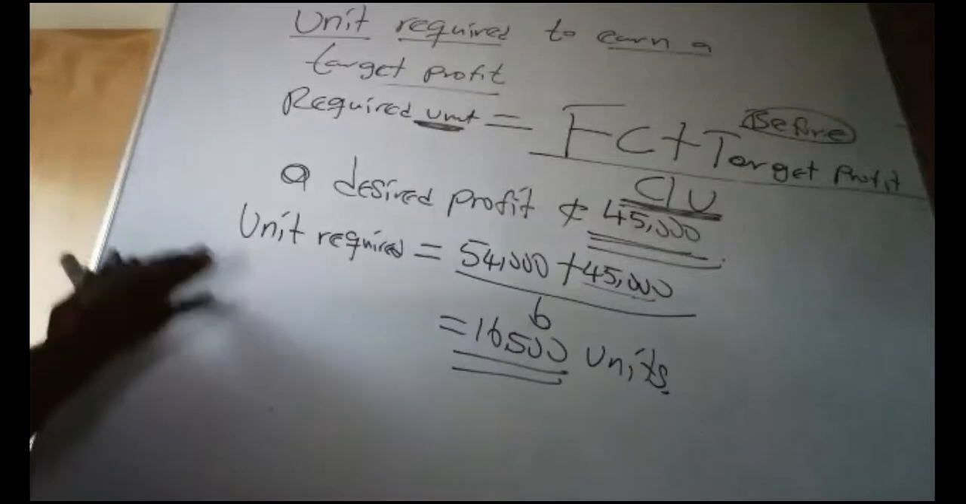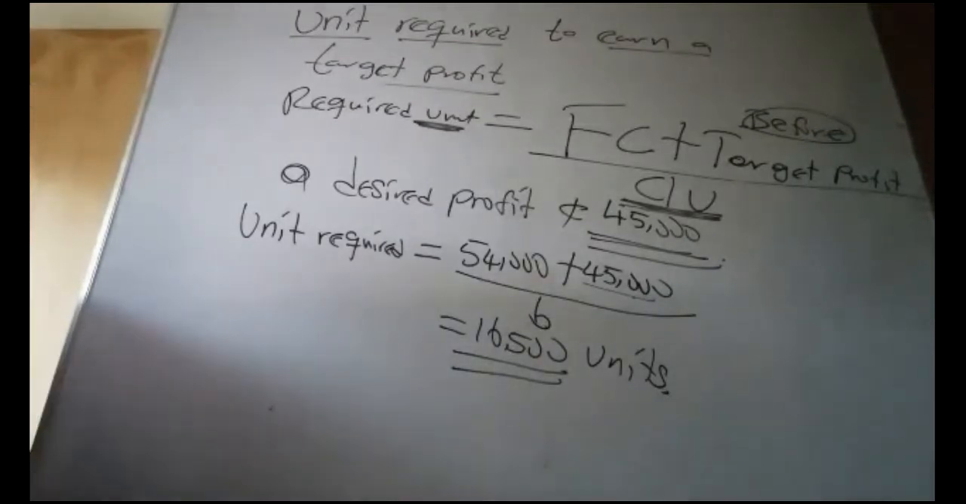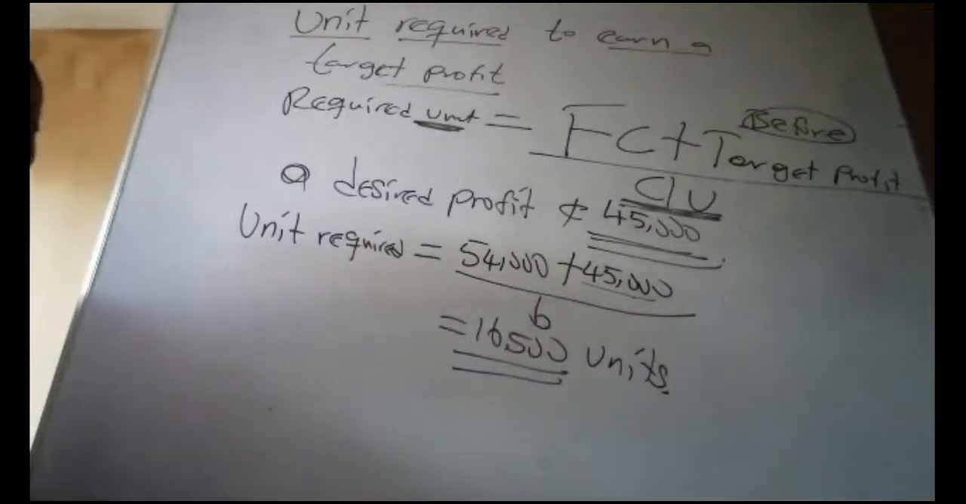Now, have you seen this question? I did not bring any tax inside. So, have you seen how you solve it? That's supposed to be good. But when the issue of tax pops up, this figure must be profit before tax. But if the examiner did not state anything, you leave it like this.